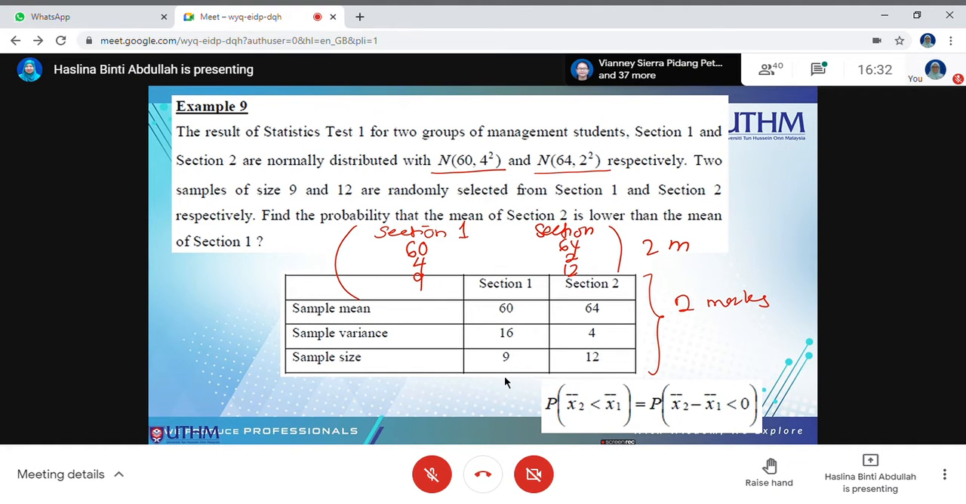Okay, once you get the information, find the probability that the mean of section 2 is lower than the mean of section 1. So, how to write the equation for probability? The mean of section 2 is lower than the mean of section 1. So, it will become X bar of 2 less than X bar of 1. Okay, this is what we call the equation for the probability.